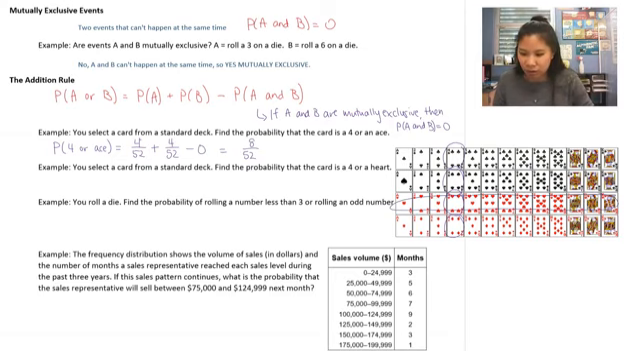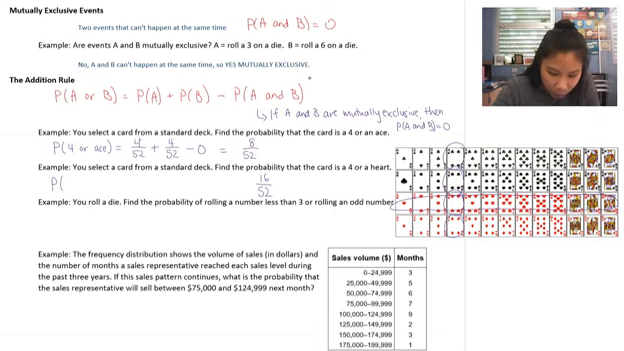So how many cards is this? 1, 2, 3, 4, 5, 6, 7, 8, 9, 10, 11, 12, 13, 14, 15, 16. I'm counting 16 cards that are either a 4 or a heart. Okay, so technically, if I just counted it out, my probability should be 16 out of 52. Okay, let's try using the formula this time. So the probability of getting a 4 or a heart.